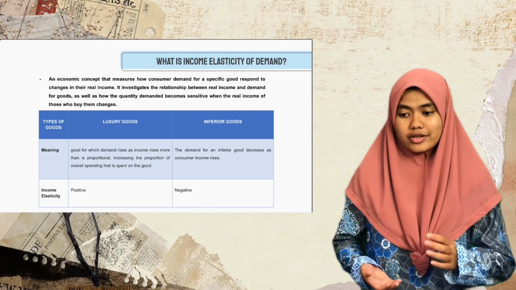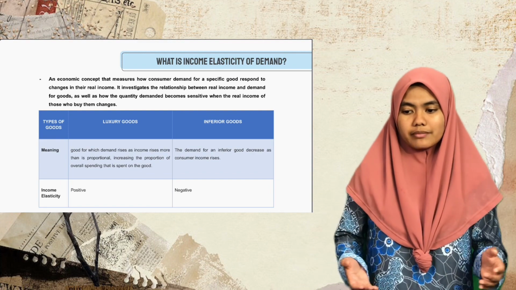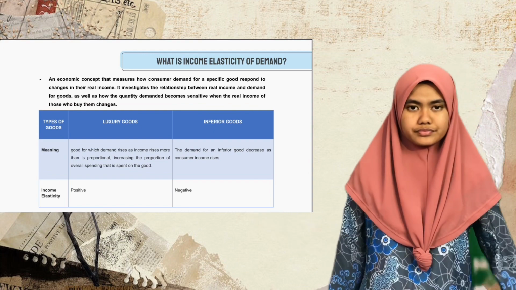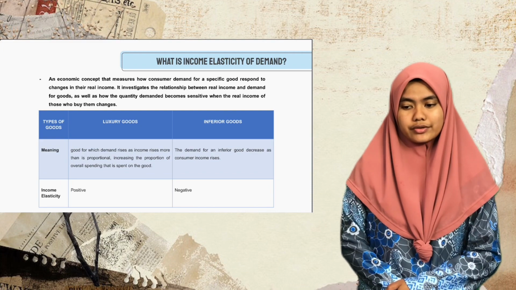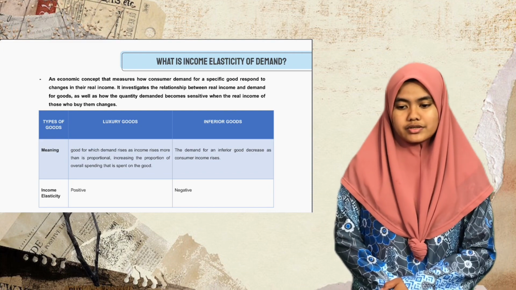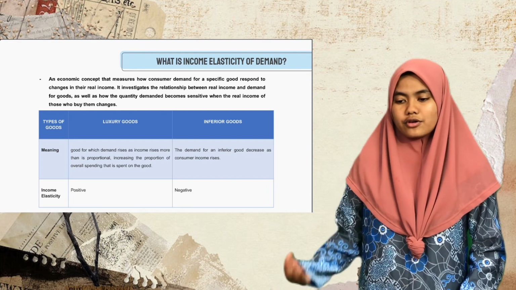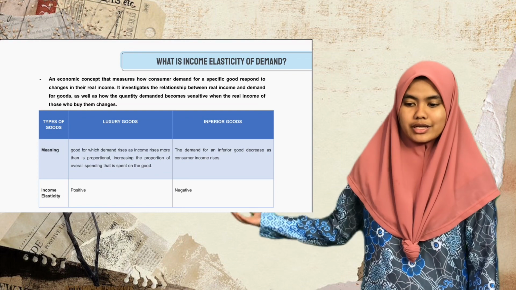It investigates the relationship between real income and demand for goods, as well as how the quantity demanded becomes sensitive when the real income of those who buy them changes. So, there are basically two types of goods, which are luxury goods and inferior goods. For luxury goods, demand rises as income rises. As for inferior goods, the demand for an inferior good decreases as the consumer's income rises.